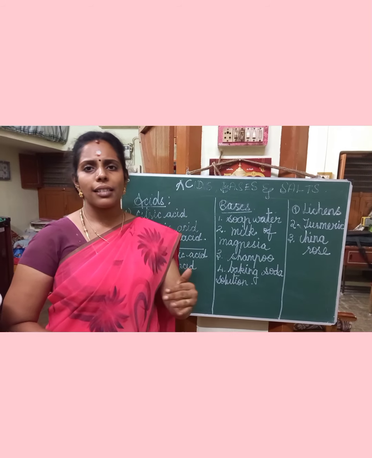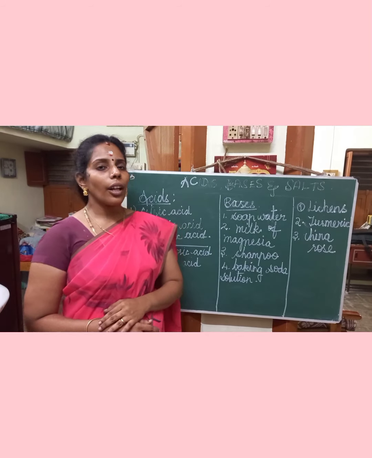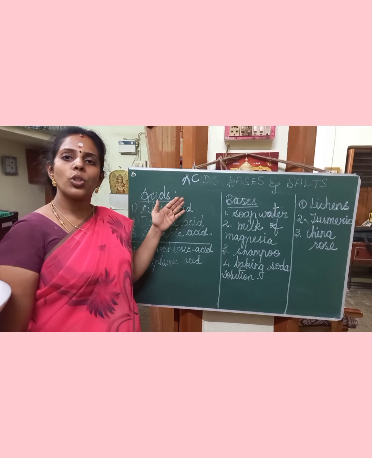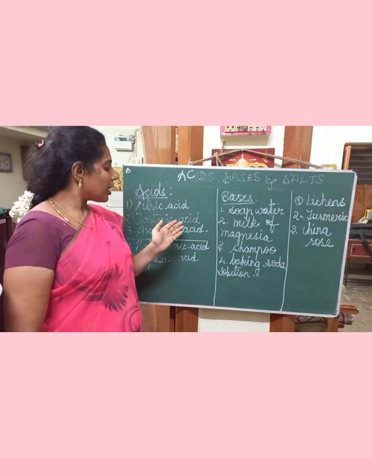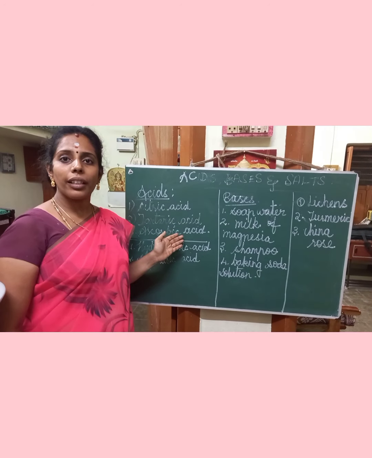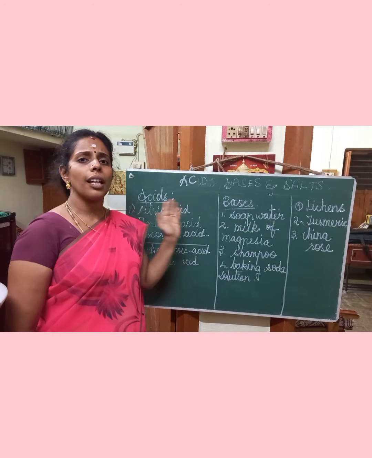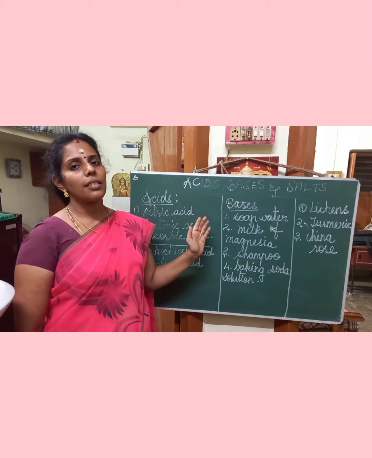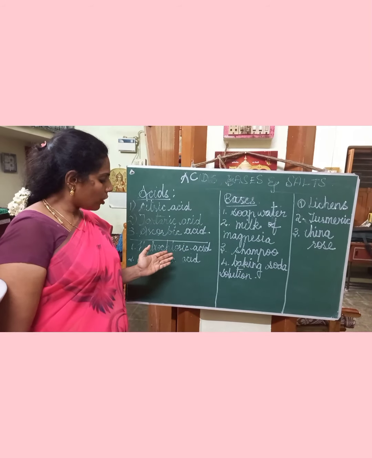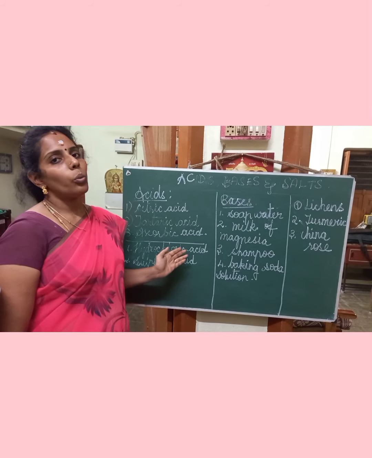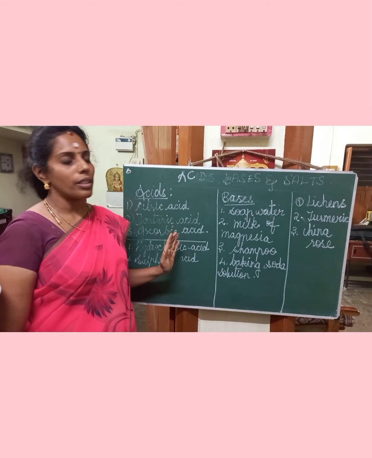What is meant by acid? There are two types of acid: natural and chemical. Natural acids are citric acid, tartaric acid, ascorbic acid. A very common example is citric acid, which is present in the lemon. And chemical acids like hydrochloric acid and sulfuric acid are present in the laboratories.